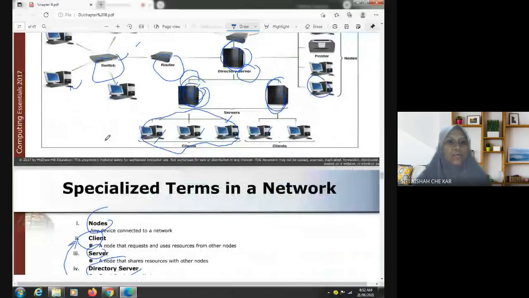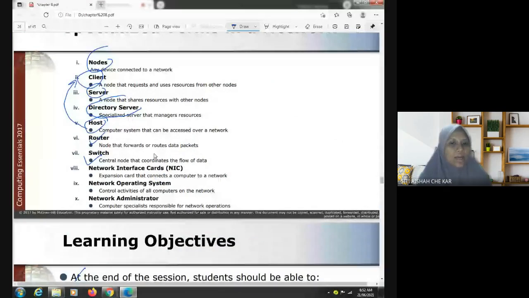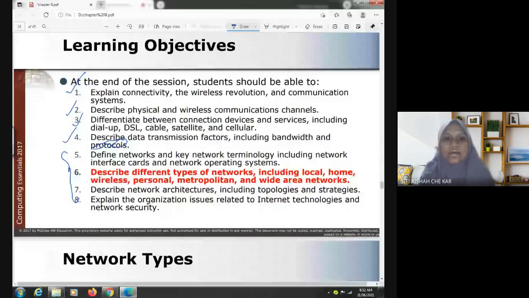And then we have a network interface card. Okay, any device that wants to communicate with the internet must have a network interface card. Kalau komputer you tak ada network interface card, automatic tak boleh connect to the internet. Ataupun your phone, your laptop, tablet and so on. And the network operating system, OS dia for the network card tu, and the network admin. Okay, so we settle 5. Now we move to the 6.